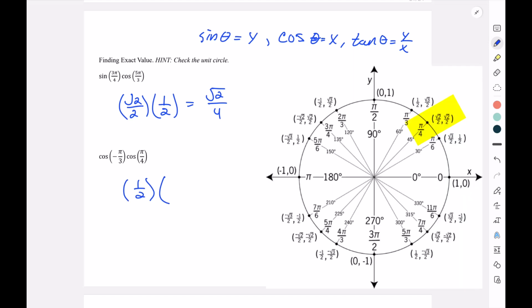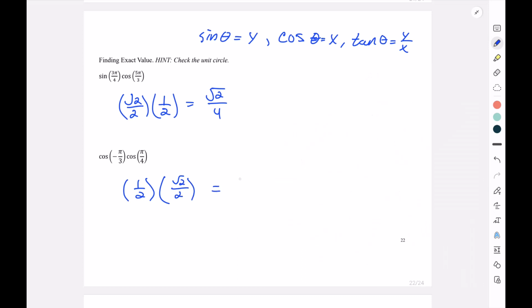And if we look at cosine of pi over 4, we know that we'll get pi over 4, and we want cosine being the x value, we will get square root 2 over 2. And our answer again will be square root 2 over 4.